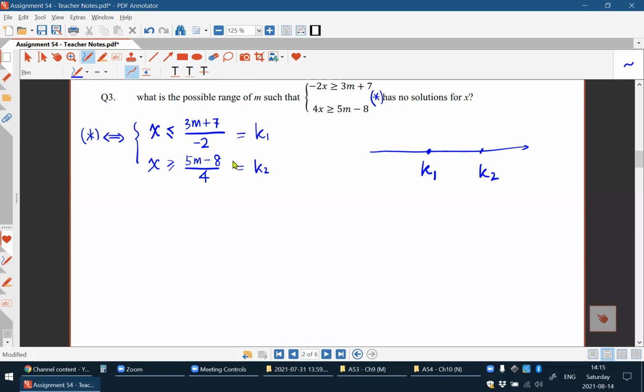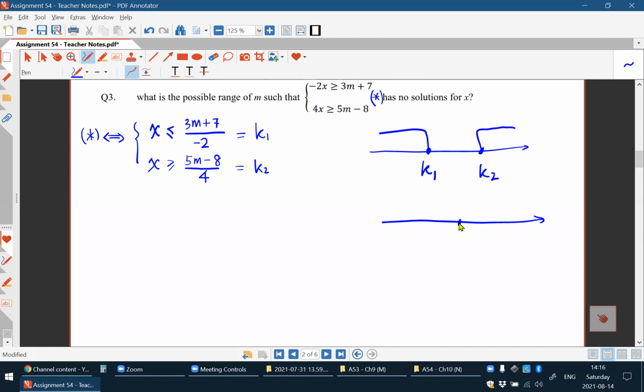So our k2 should be here, such that x has no solution. Why? Because the system says x should be less than or equal to k1, and at the same time, x should be greater than or equal to k2, right? So the solution is the overlapped area of these two. So as soon as k1 is to the left of k2, there's no overlapped area, which means there is no solution for x. Okay, question is, can k1 be exactly k2?